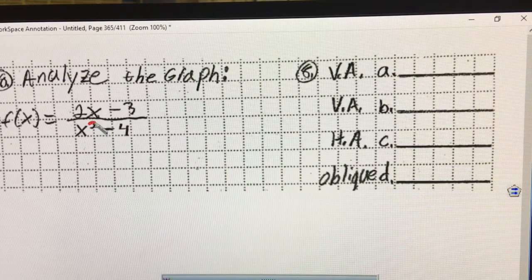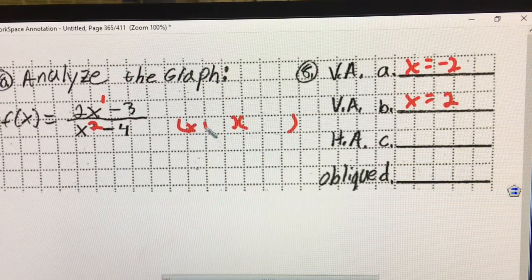Again, we're analyzing. I don't know if you can see it. So what's the degree of the top? What's the degree of the bottom? All right. Oh, sorry. What's the vertical asymptotes, Nicole? X equals -2. If you don't see it, you've got to factor the bottom to get that. So it's going to be x plus 2 and x minus 2 on the bottom. What's the horizontal asymptote? If the degree of the top is smaller than the degree of the bottom, y equals 0. What's the oblique? There is none.